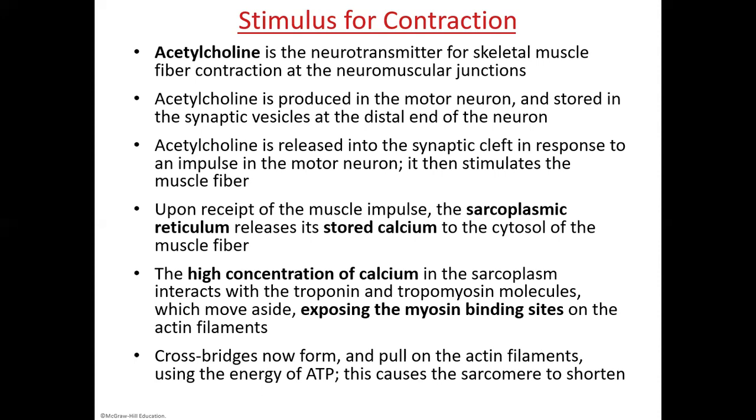The now suddenly higher concentration of calcium ions is going to interact with the troponin and the tropomyosin and move those aside to expose the myosin binding sites like we talked about on a previous slide. That causes the cross bridges to form between the myosin heads and the actin binding sites. The actin gets pulled, ATP gets used up, and then the whole sarcomere shortens.